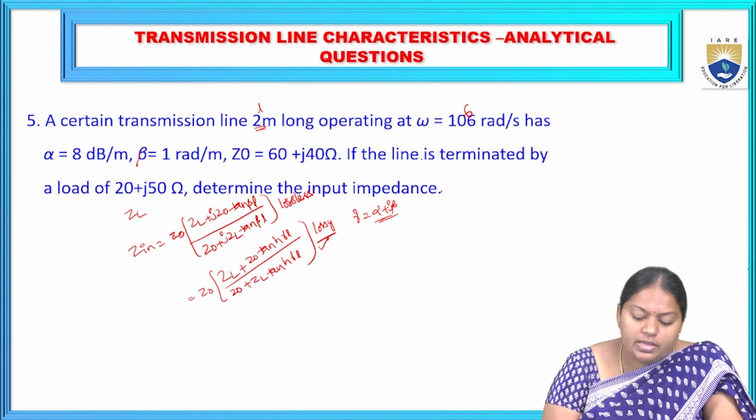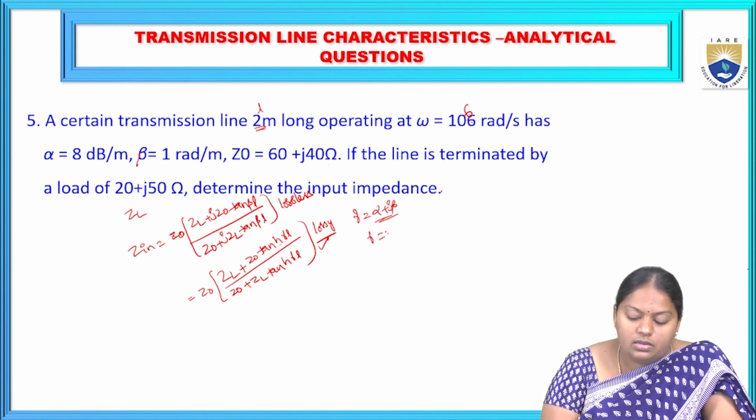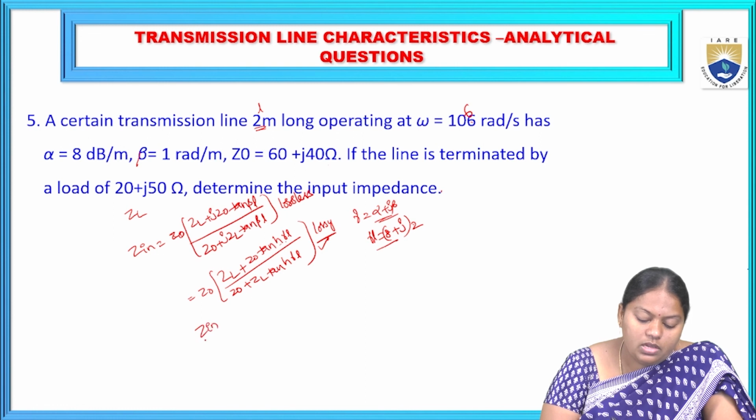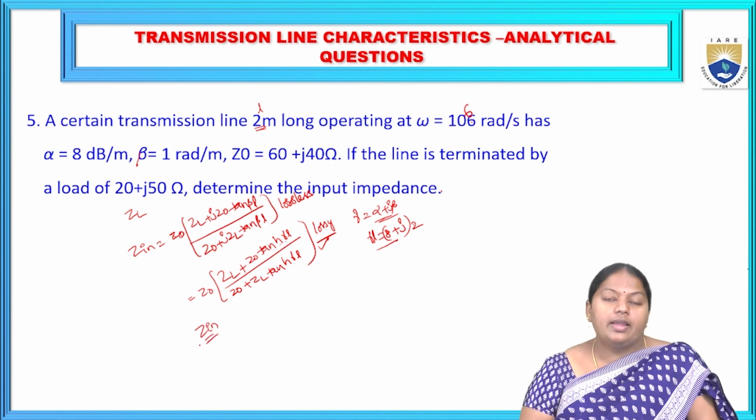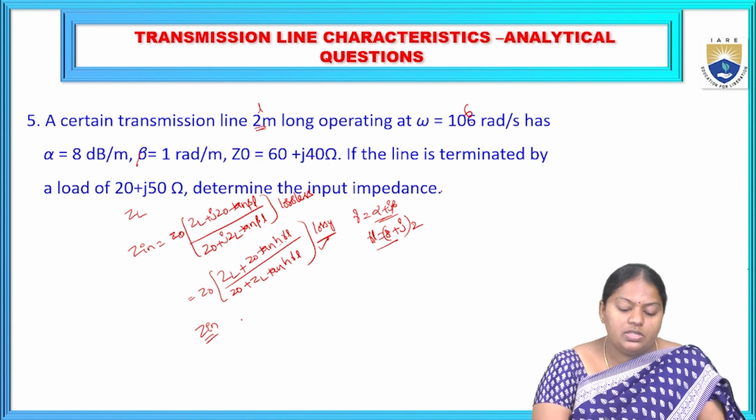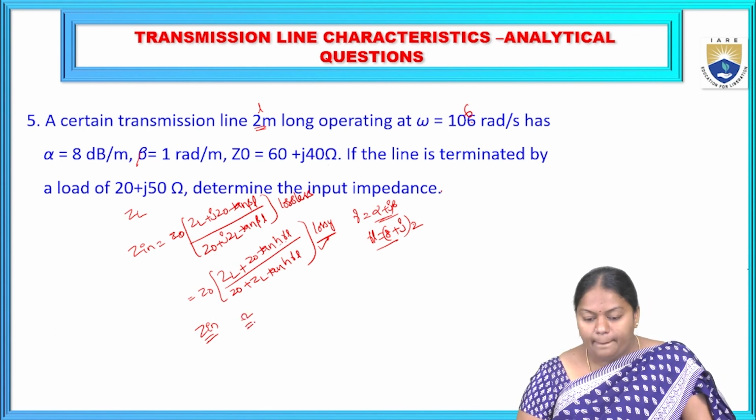Now Z0 value is given as 60 plus J40 and ZL as 20 plus J50 and tanh gamma L. Gamma we have to write as 8 plus J1 per meter, and L needs to be considered as 2 meters. So we need to multiply these two. Then gamma L is equal to 8 plus J into 2. So everything we have to substitute over here to get the value of input impedance of a transmission line. Generally this input impedance is measured in ohms.